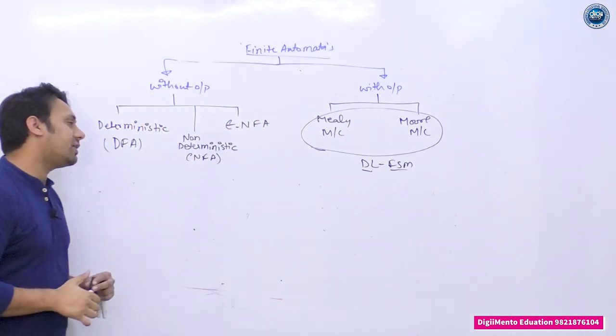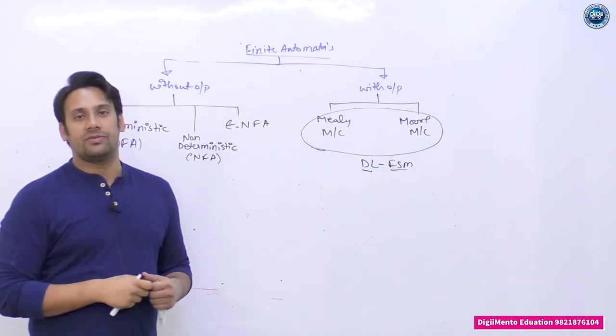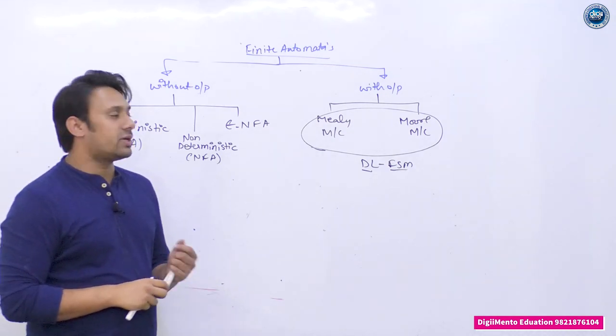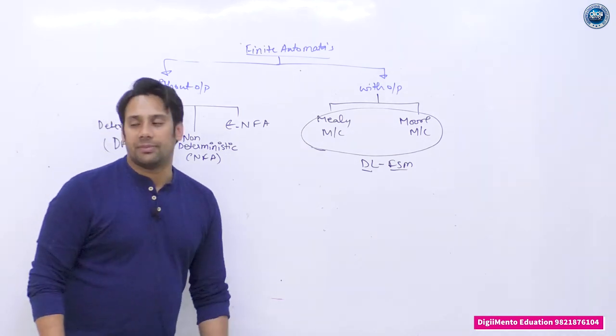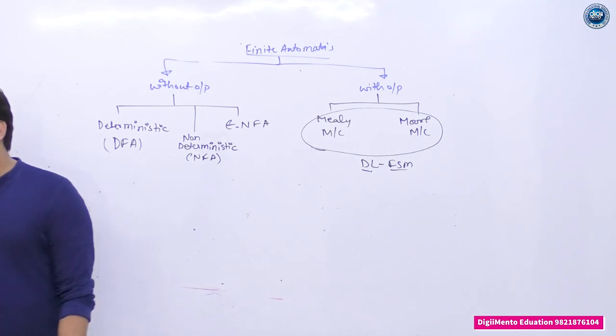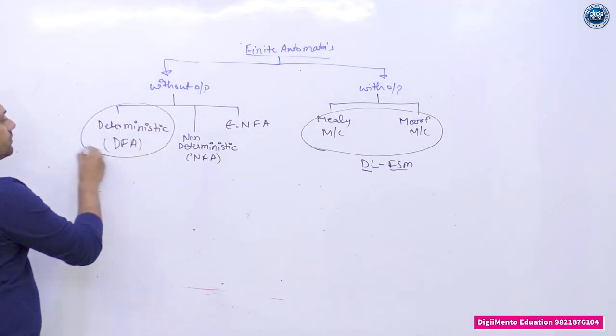In digital logic, when you create counters, after counters there's one more chapter about finite state machines or FSM. In that FSM chapter you must have studied the Mealy machine and Moore machine, and if you have not studied it, don't worry, we will be covering it in our classes here. Now our topic, the first topic here, is deterministic finite automata.